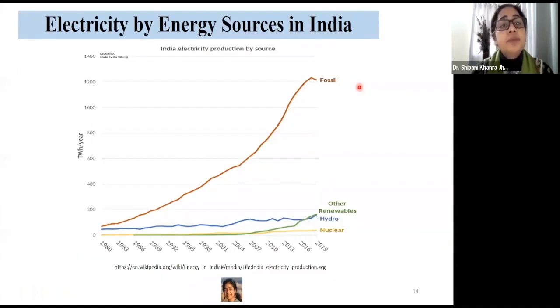Now let's focus on electricity by energy sources in India. As you can see here, it is a very common result, known to all of us. Among the different forms of energy, you can mostly focus on electricity dependent on fossil fuel, which is still quite high compared to other forms such as other renewables, hydro, and nuclear. The current renewable energy target is to reduce this fossil fuel share. In recent years, it has started showing a declining trend, however.